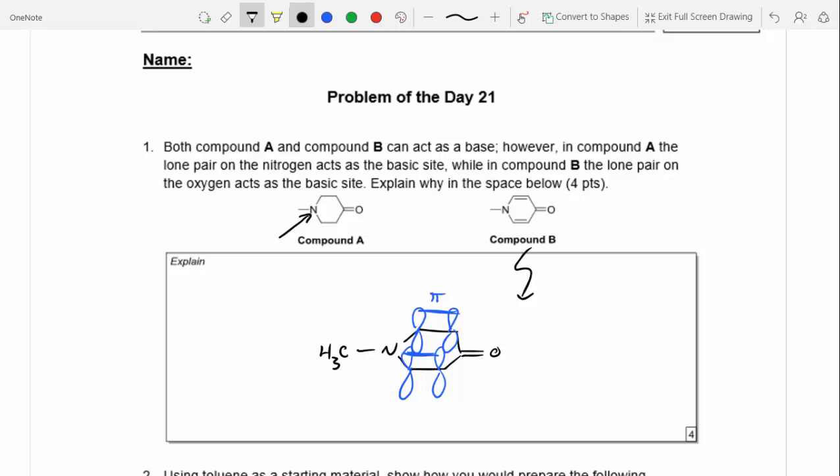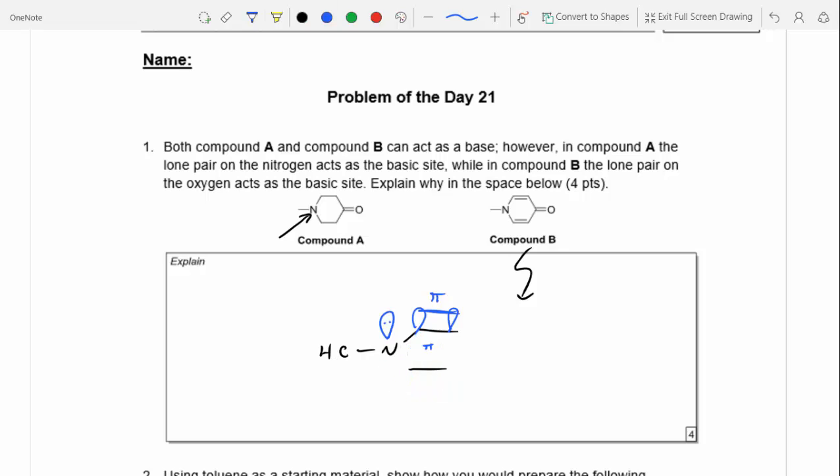Oftentimes people will look at the nitrogen on compound B and they'll say that lone pair should be in an sp3 orbital. However, if you remember back to first term, I said if you have a lone pair that can delocalize, that means it will occupy the p orbital and it will change the hybridization of that atom. So in this case, our lone pair is located right there. We've got two pi's and a p. How many total electrons do we have in our pi system? 6. That makes this aromatic.